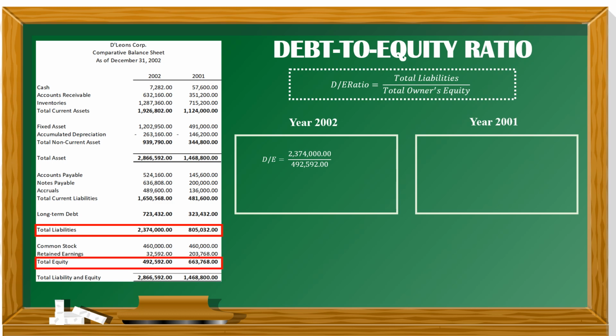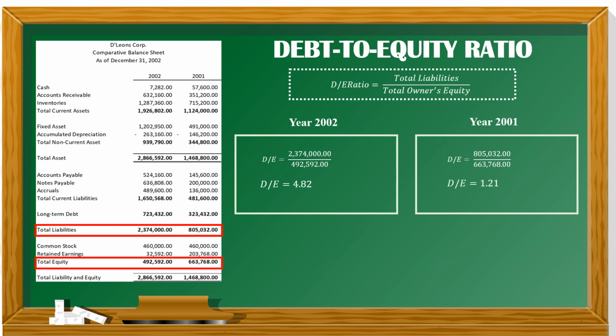For 2002, the total liabilities of 2,374,000 divided by its 492,592 total owner's equity. And for year 2001, we have the 805,032 total liabilities divided by its 663,768 total equity. In year 2002, the Leon Corp has a debt to equity ratio of 4.82, while in year 2001, the Leon Corp has a debt to equity ratio of 1.21.